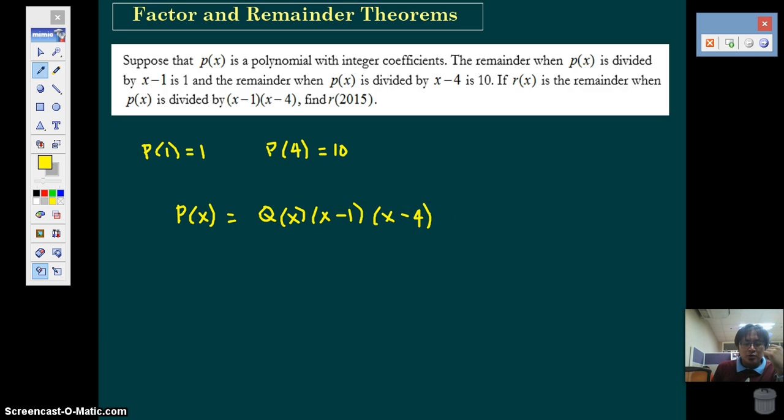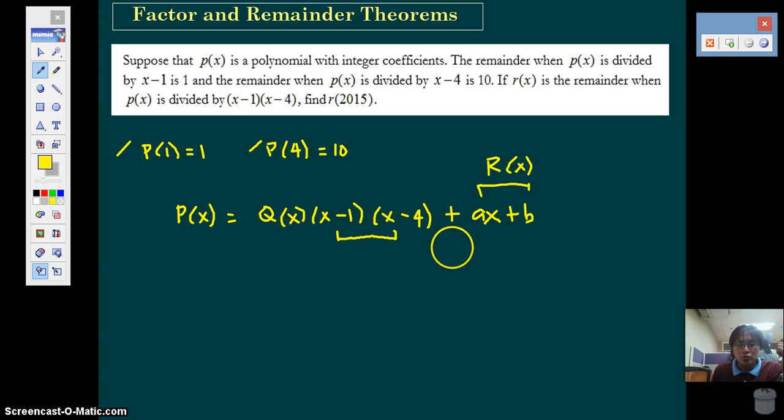Notice that your divisor is second degree. When you multiply these two, you'll have a second degree. Therefore, you will get a remainder which is of the first degree, of the form ax plus b. So this is your r of x. Now we will use these two hints in the problem to look for the values of a and b for our r of x.